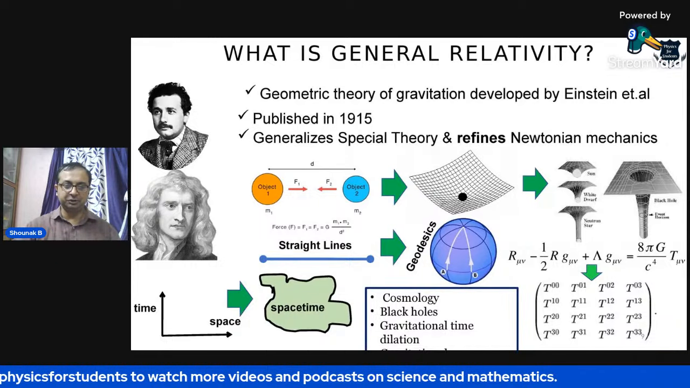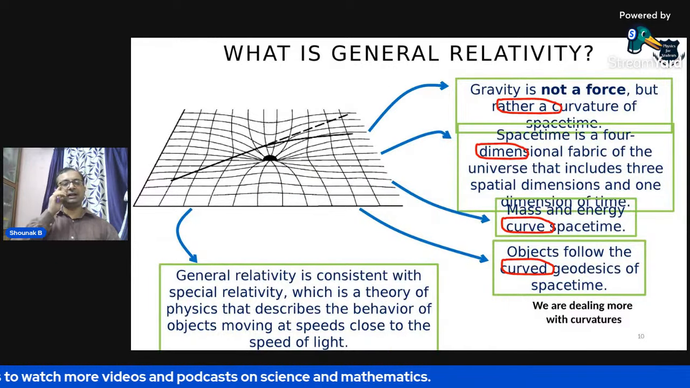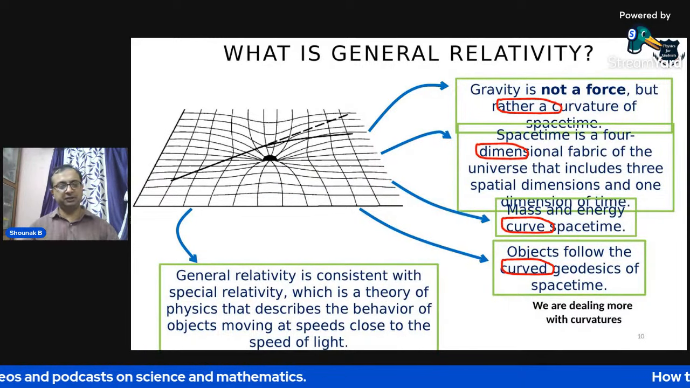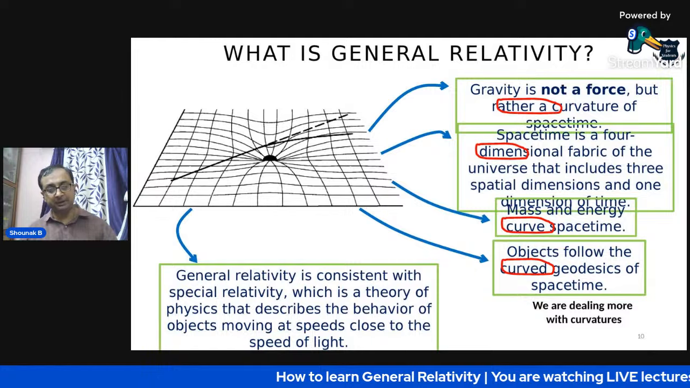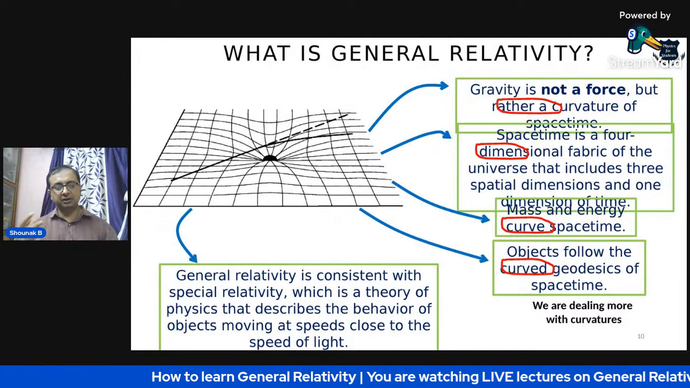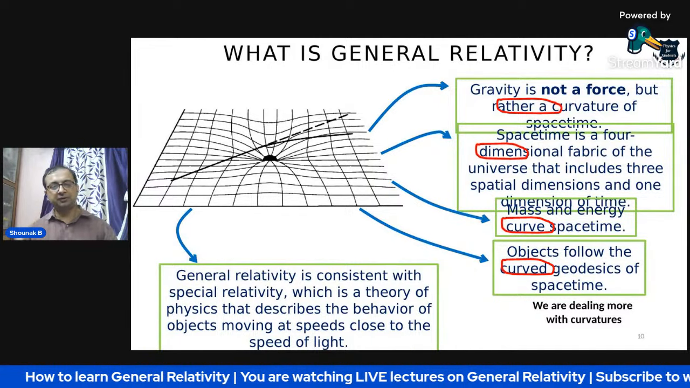This actually emerged. So here you see that every time we are trying to define general relativity, it is always a curvature. It is not a force. There are curvatures. Space-time is a four-dimensional fabric of the universe. It has a curved space-time. Objects follow the curved geodesics.